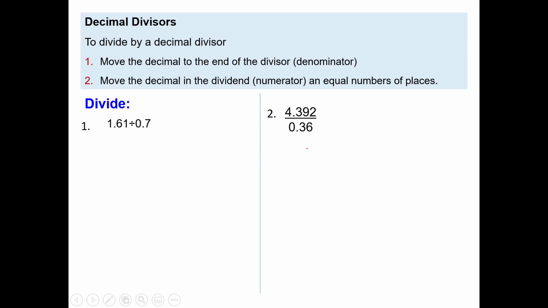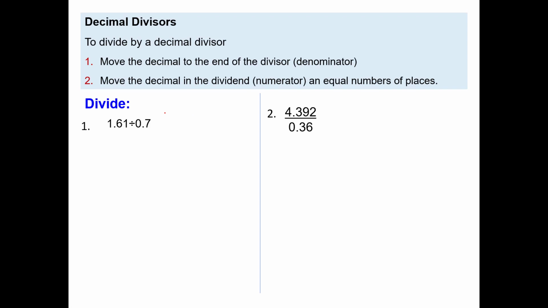Then what we have to do in this case is move the decimal point to the end of the divisor, meaning in the denominator. We need to move the decimal point to the end of the divisor. And then we need to move the decimal point in the dividend, if it's a fraction in the numerator, an equal number of places. And let's do this one.